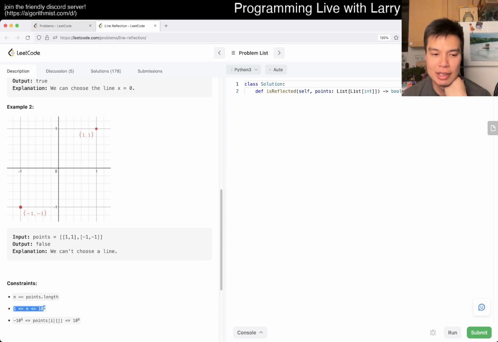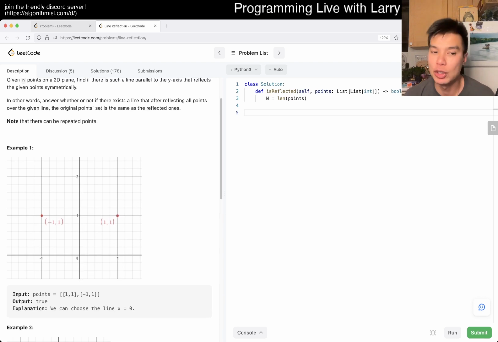n is 10 to the 4th. Let's keep that in mind. Let me also just type it. But the really naive approach is that between any two points, there is a vertical line, right? So with that, you can check whether that line is a good reflection line by looking at everything and seeing if they match, right? So that's going to be n squared or n cubed, depending on how you do it.